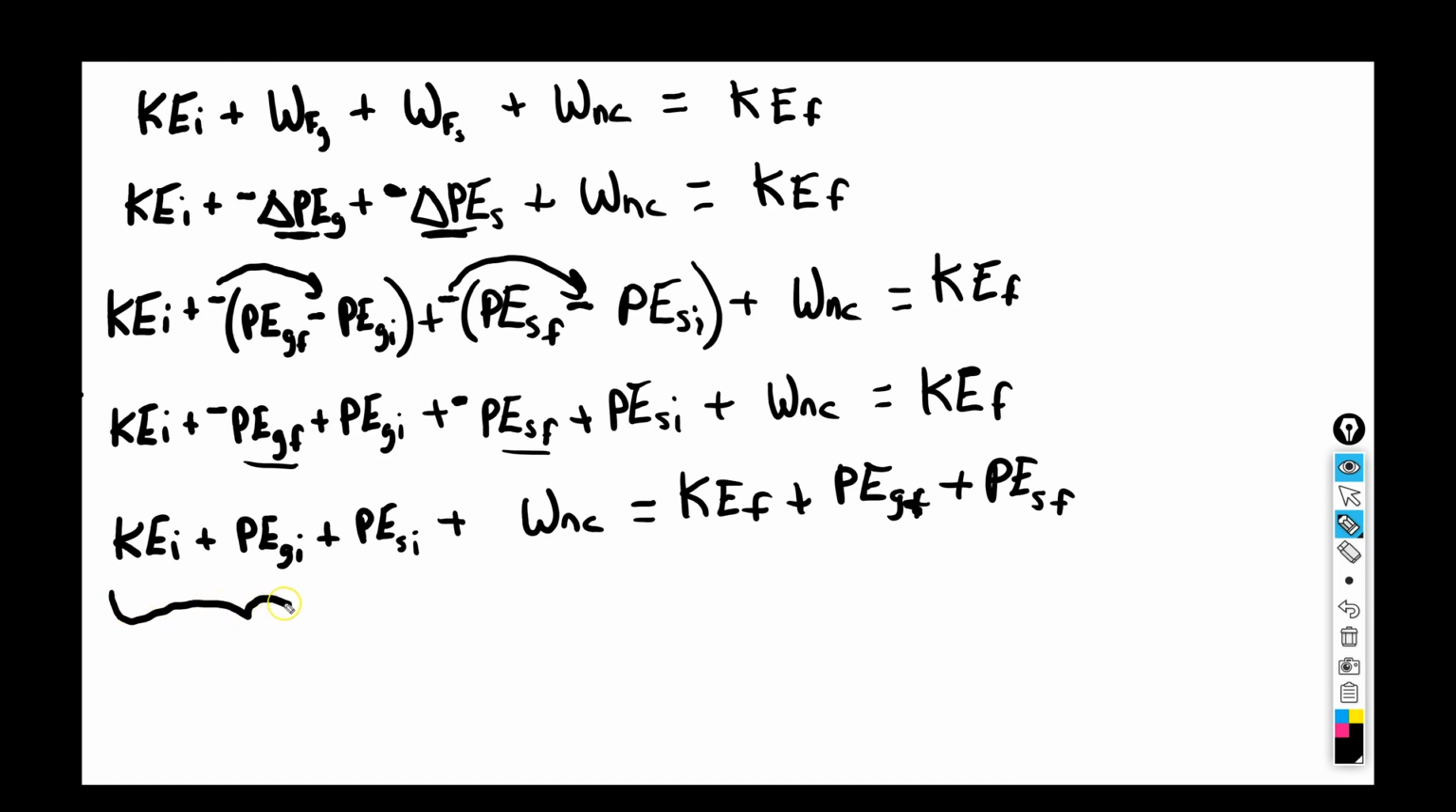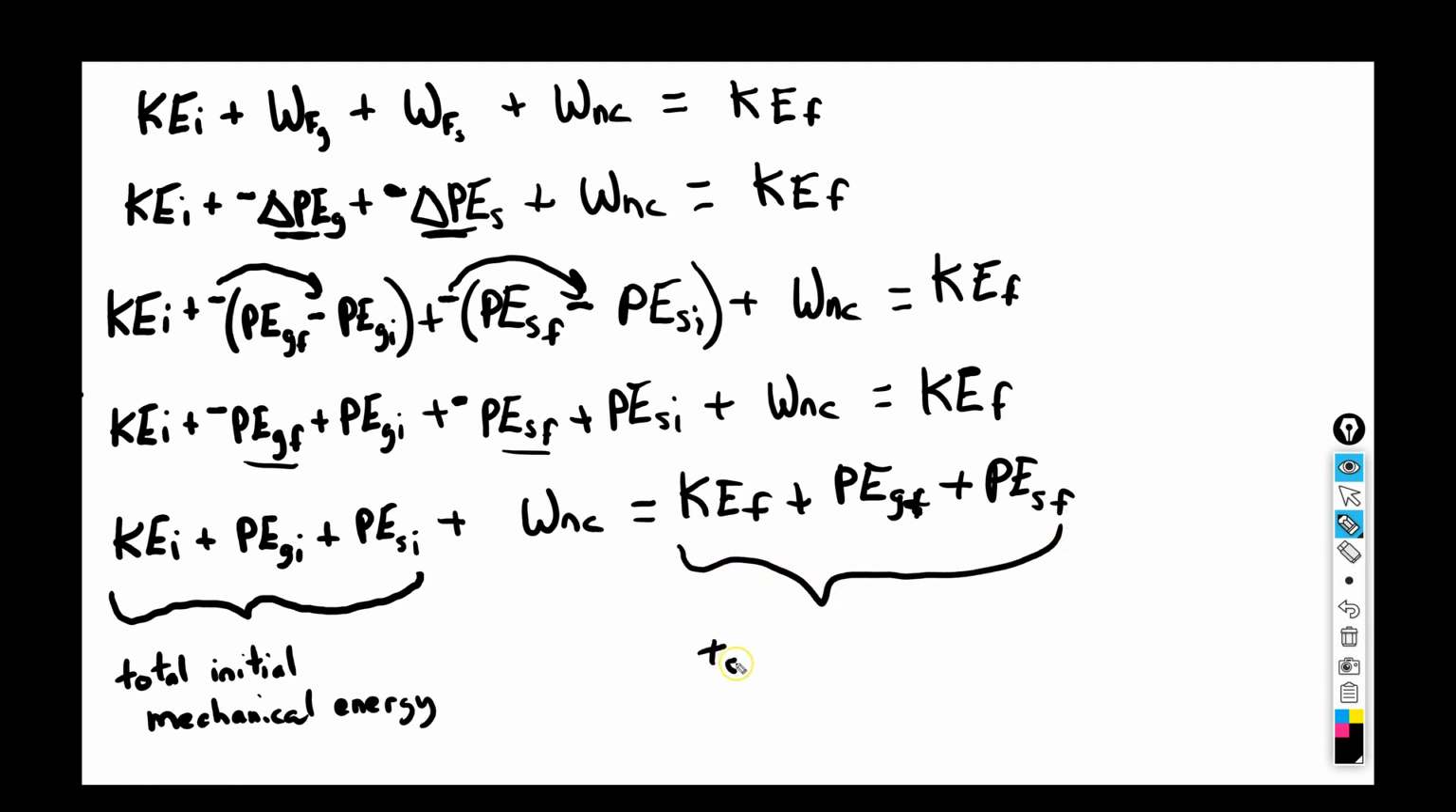Notice these three terms, sometimes I refer to them as the three musketeers. They make up the total initial mechanical energy. And these three terms over here, they make up the total final mechanical energy. And if there isn't any non-conservative work, we would have conservation of mechanical energy.